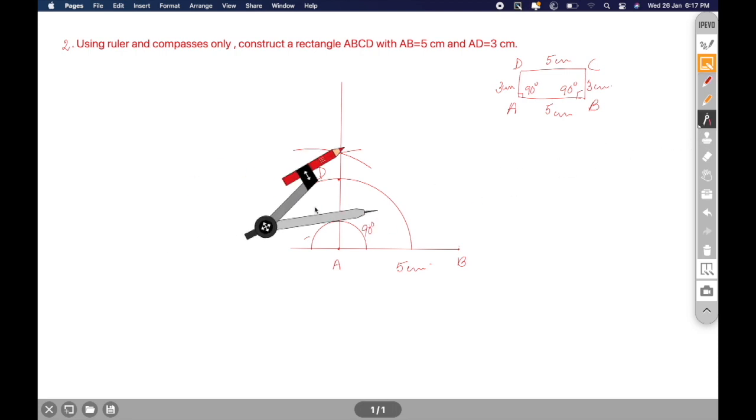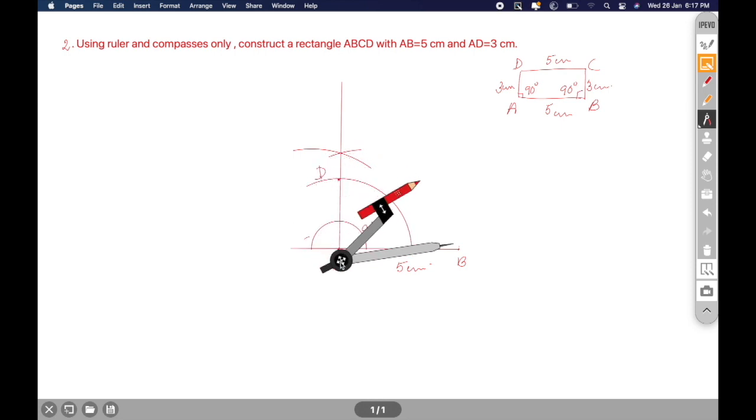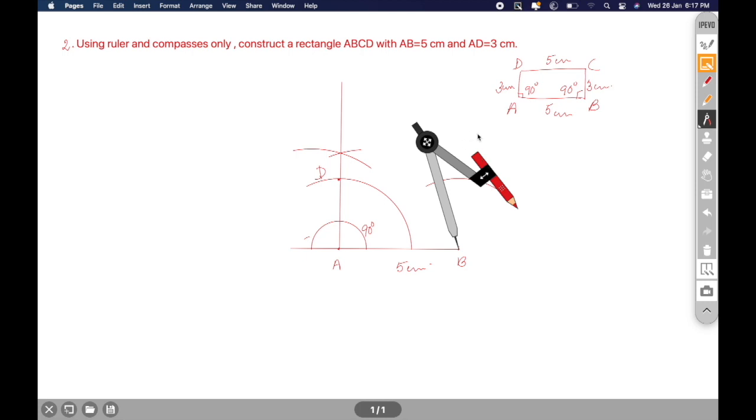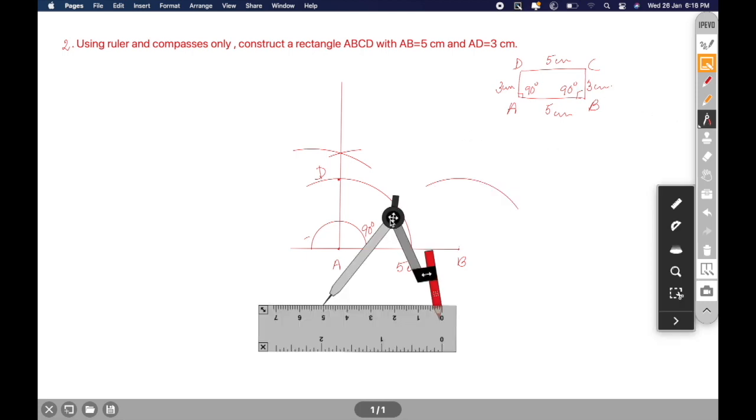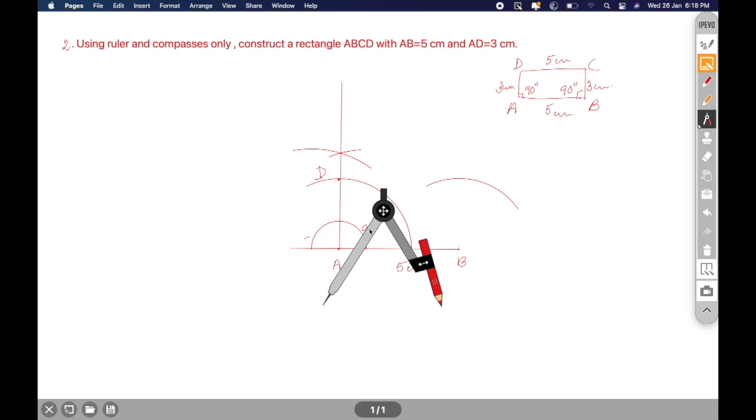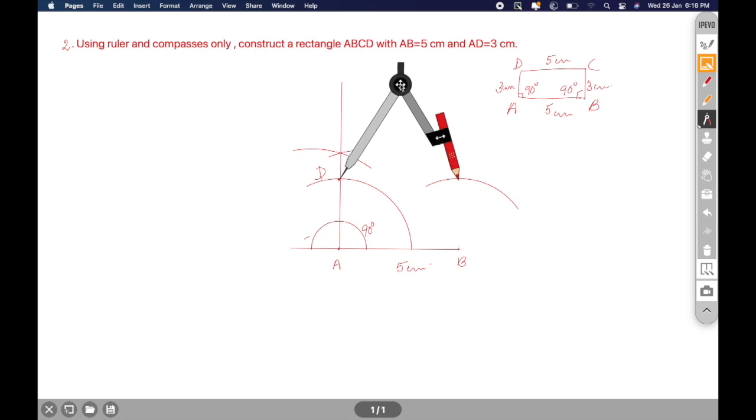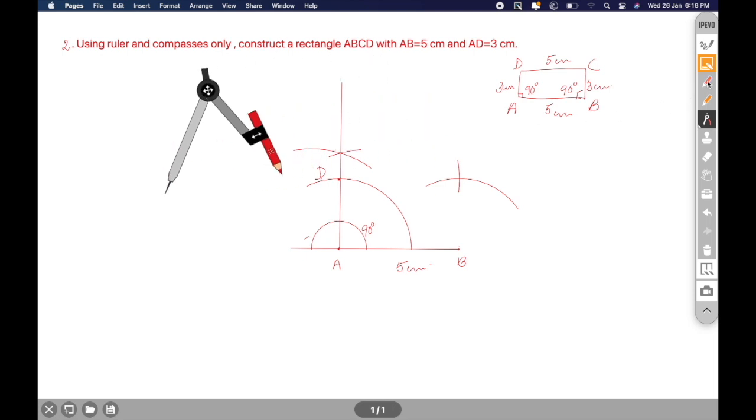With same radius and B as center, we have to draw another arc. Next, D. Now with D as center and radius 5 centimeter, we have to draw an arc to cut the previous arc. This point of intersection of these two arcs is the vertex C.